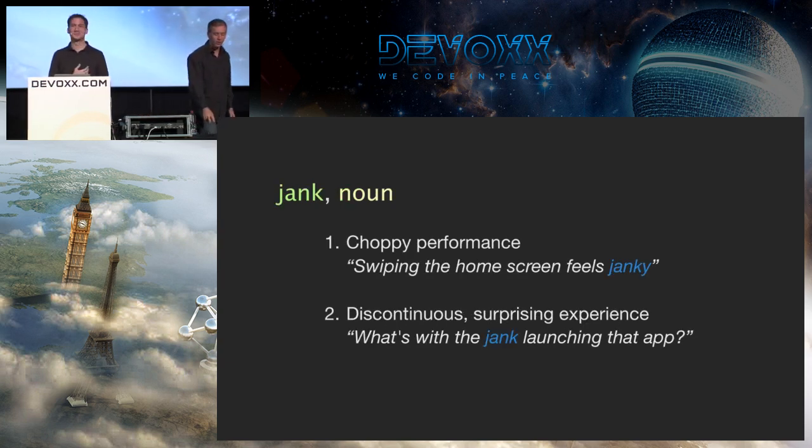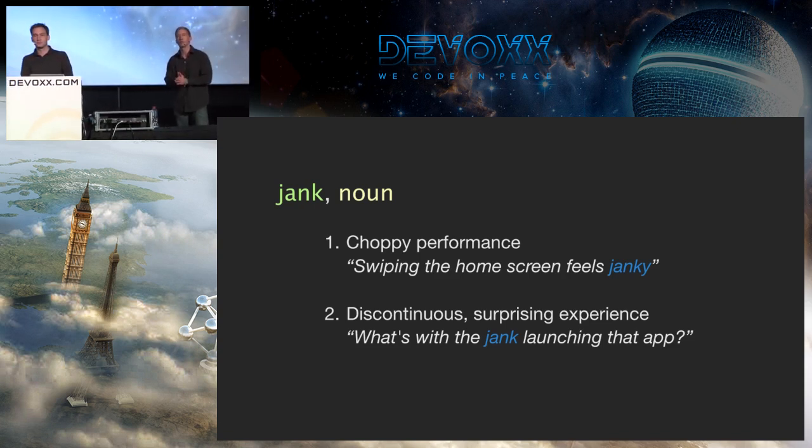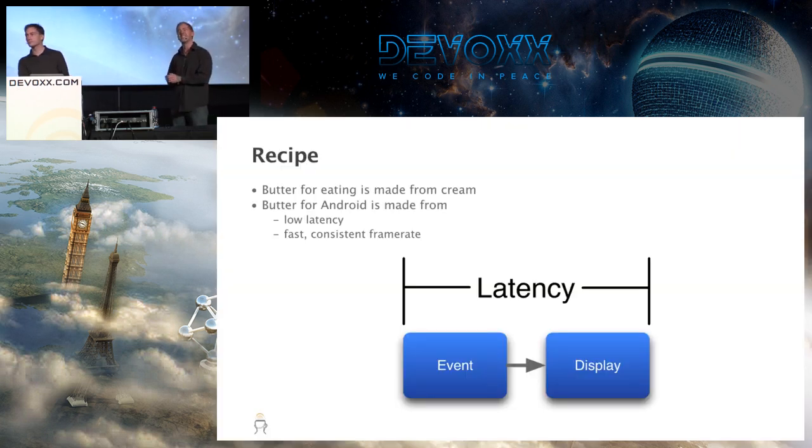So there are the two types of jank, but we're only talking about one today. The discontinuous experience is something else that we work on and that you should work on in your applications. But today we're specifically talking about graphics performance related de-janking, because that's what we like to talk about.